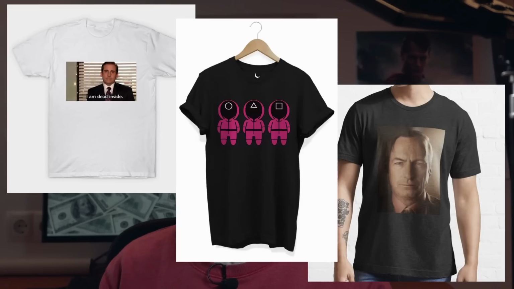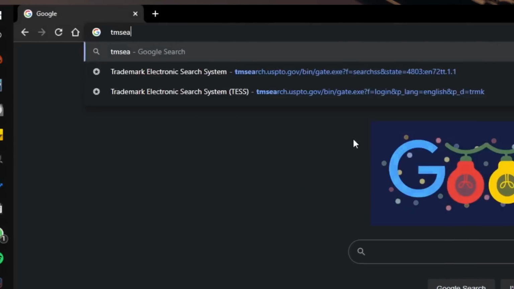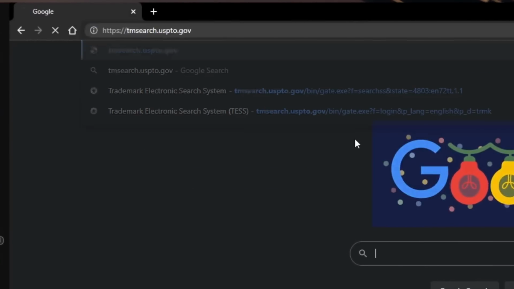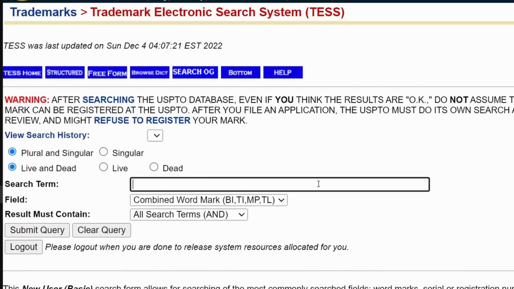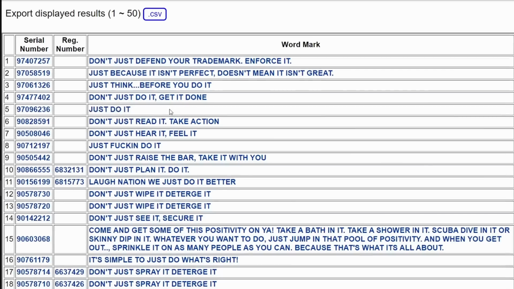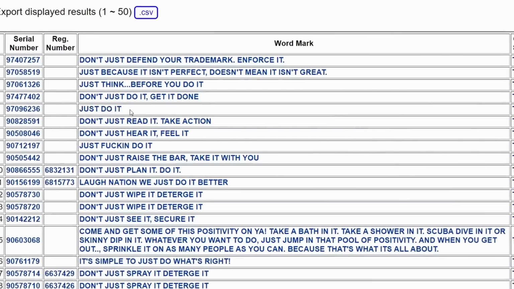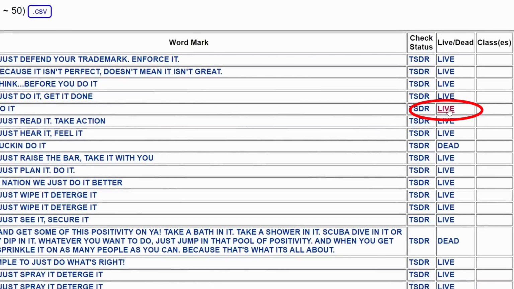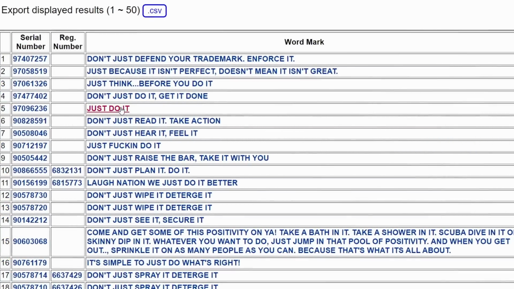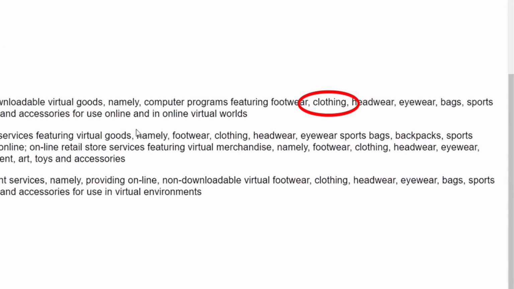I avoided creating designs on celebrities or TV shows, and when I had a phrase or a word I wasn't sure about if I can use it, I hopped over to tmsearch.uspto.gov and checked the phrase or word on trademarks. If there was a trademark registered, I checked if it was live or dead. If it was live, I checked if it was trademarked on Apparel. If yes again, I stayed away from it.